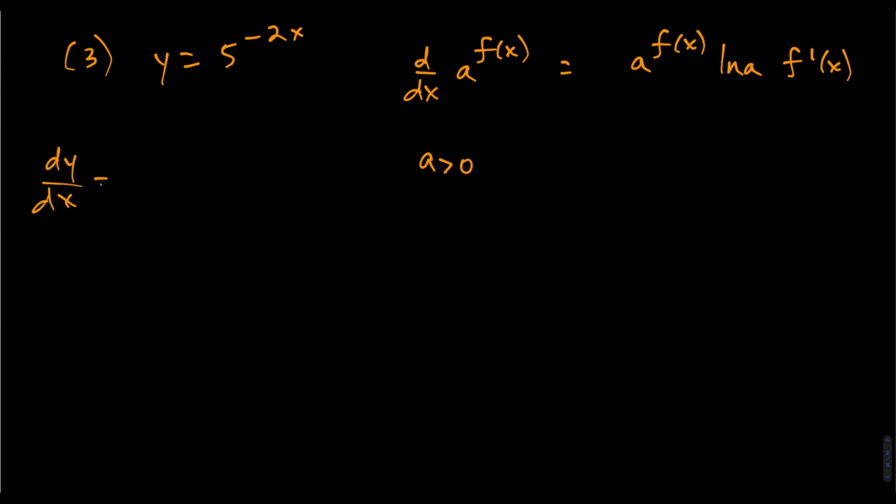So dy dx is equal to 5 to the negative 2x times natural log of the base, and then we take the derivative of the exponent, which in this case is minus 2. So there's a few ways that we could deal with this.